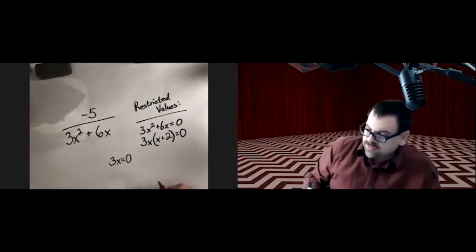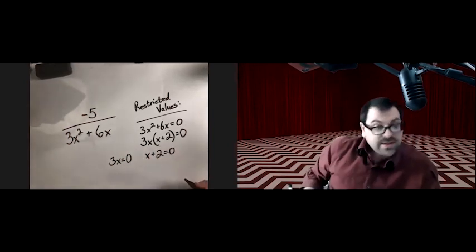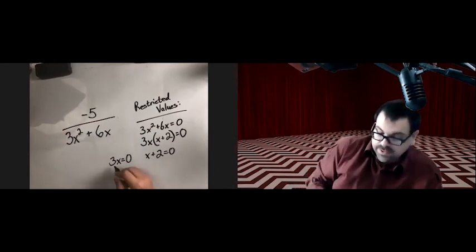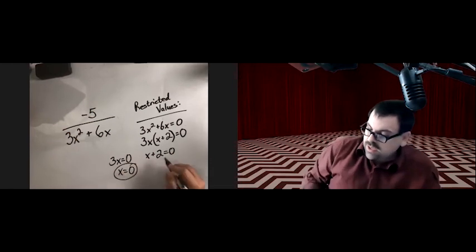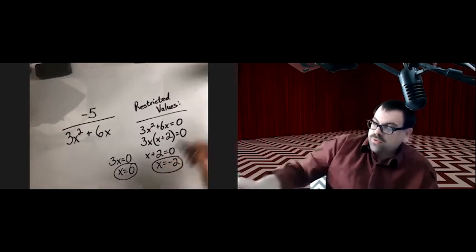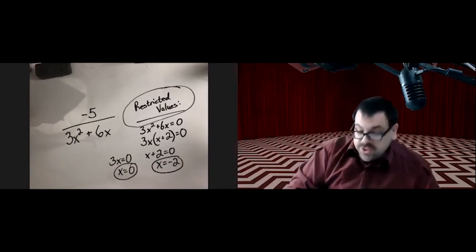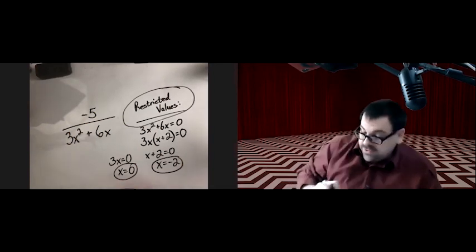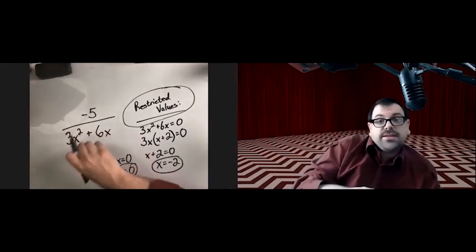Either 3x equals 0 or x plus 2 equals 0. Divide both sides by 3, we get x equals 0. Subtract 2 from both sides, we get x equals negative 2. These are both the restricted values of this expression. They are the values that will cause us to have 0 in the denominator.